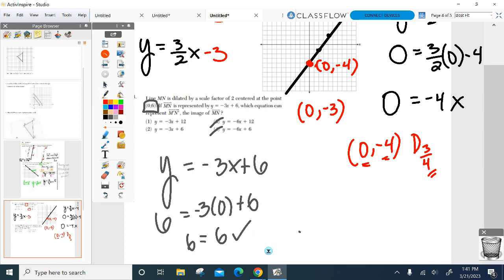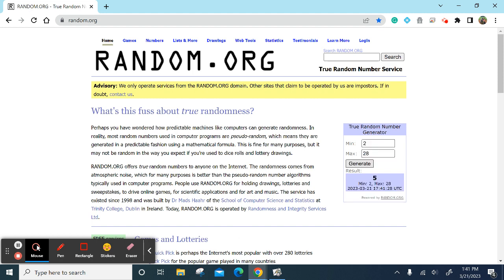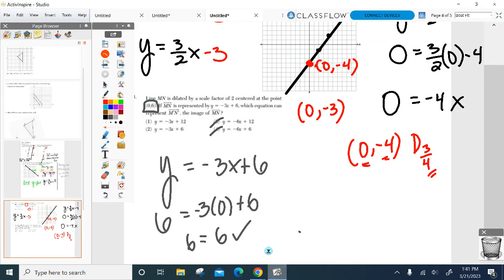Did anybody know a different way other than showing that way? Kyle, how else did you just look at the equation and say it's already on there? Y-intercept. The y-intercept is 6. 0, 6. They're the same thing. So if the point's on there, what's the equation of my new line then? It doesn't change. Same line.